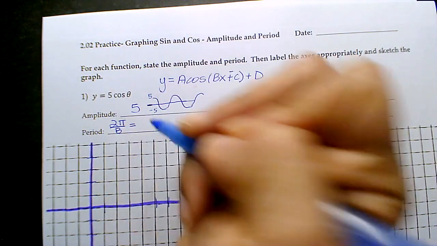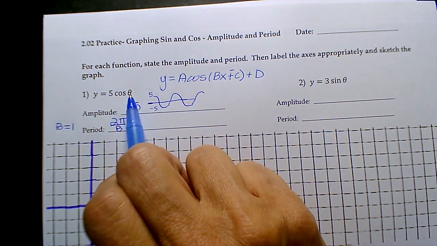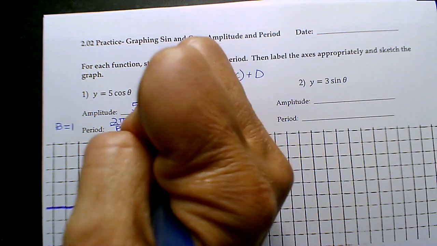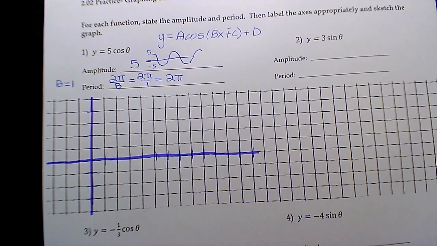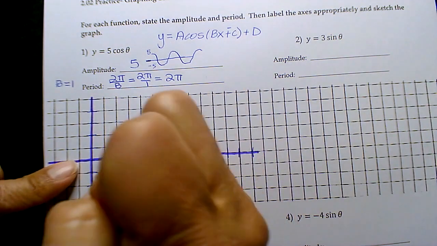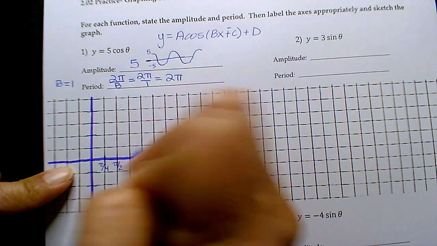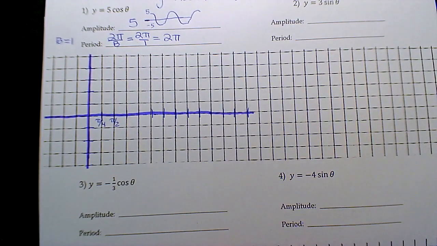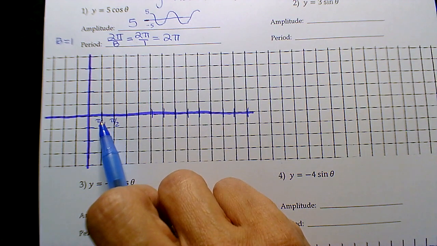My b value is 1, because there's no number here, it's just 1 theta, or 1x. So what's 2 pi divided by 1? Just 2 pi. That's it. So for my x-axis, it's just going to be pi over 4, pi over 2. All right, so how do I work with these? Graph paper, we're just going to use graph paper. All right, fractions.